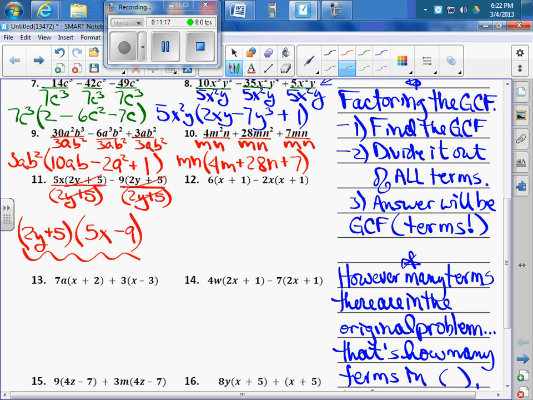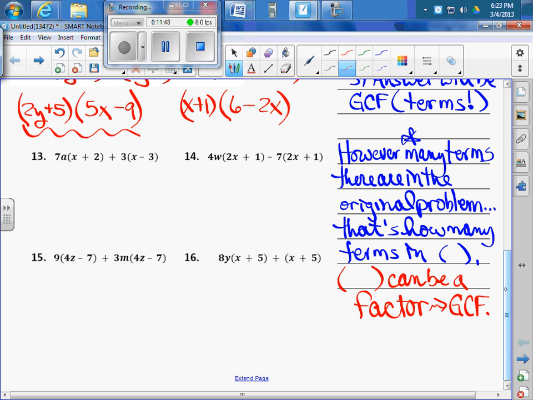In number 12, x plus 1 is a factor. And in this one, x plus 1 is a factor. That means the x plus 1s are the common factors. So when we divide it out, we get x plus 1 times the quantity. Now, when those cancel, we're left with 6. It's going to be a minus. When these cancel, we're going to be left with 2x. So x plus 1 times the quantity 6 minus 2x.